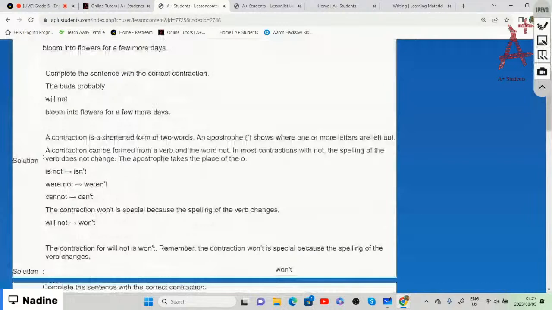Can't or cannot. Then the contraction won't is special because the spelling of the word changes. So will not will be won't, right? So will not is shortened to won't.